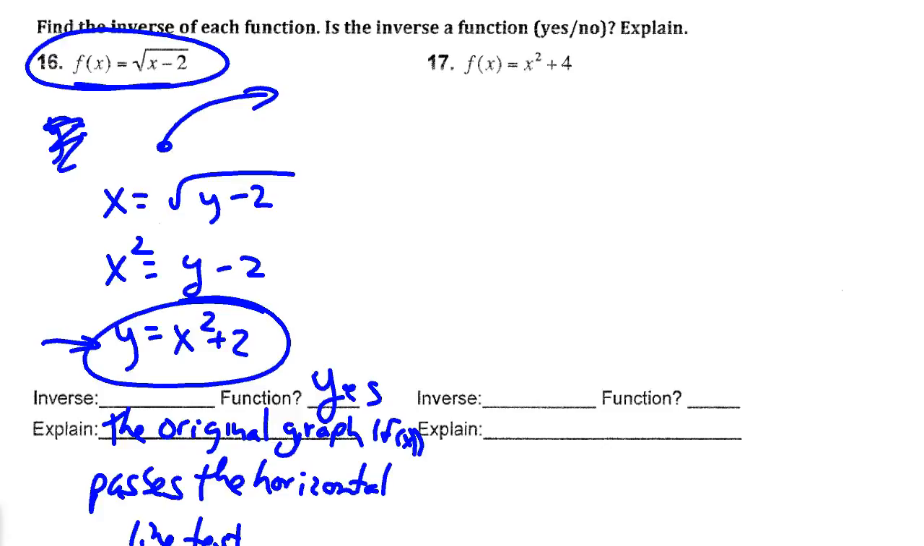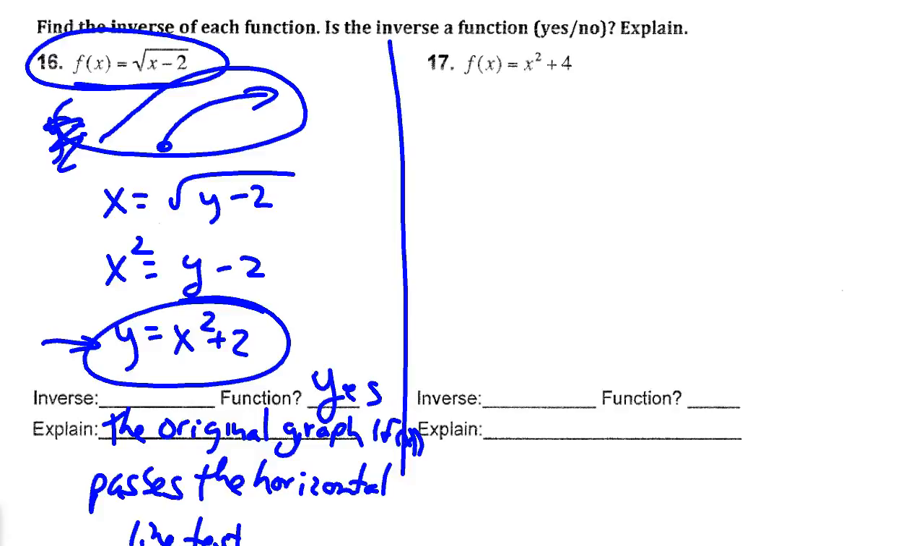Okay? But you can always look at the beginning and use that beginning graph to determine and just say the horizontal line test. But if you actually know what the inverse is, what it looks like, you could talk about that and also use the vertical line test to describe whether or not it's a function. Okay?